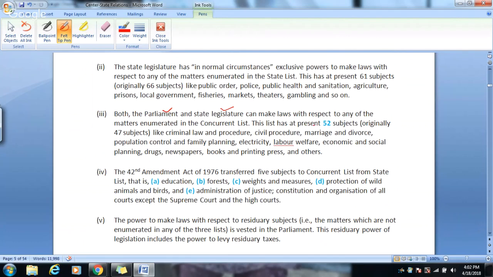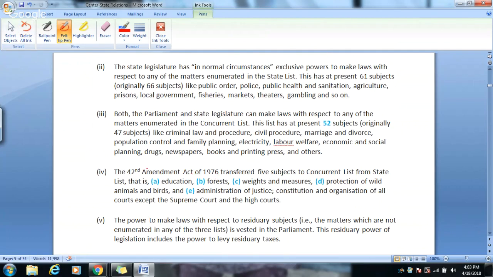At present there are 52, originally 47 subjects. Those are criminal law and procedure, civil procedure, marriage and divorce, population control and family planning, electricity, labor, welfare, economic and social planning, drugs, newspapers, books and printing press, and some others. So all these subjects come under matters of the concurrent list. On these matters, if a law is to be made, it can be made by both Parliament and the state legislature.